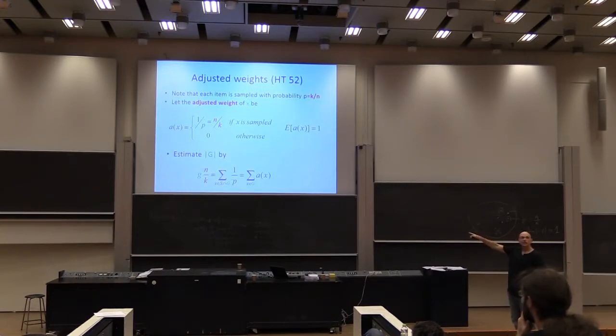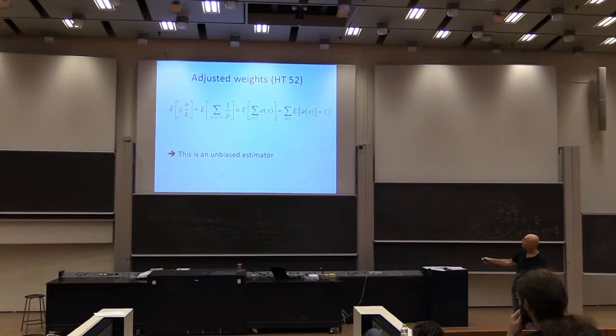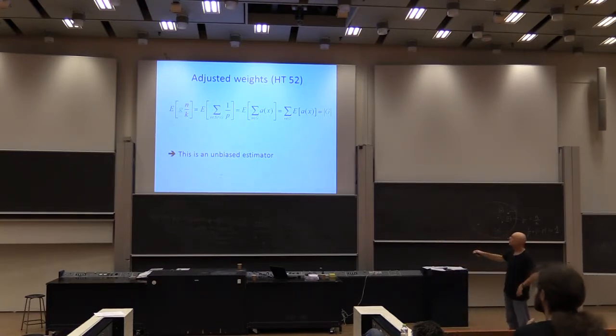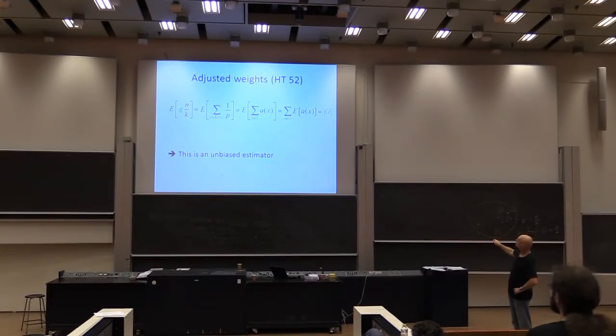And now you can see that the expectation of this estimator is exactly the size that you want to estimate, right? Because if you take expectation here, the sum of 1 over p over the green items in the sample is equal to the sum of the adjusted weights over all green items, because the other ones are just 0. It's positive only on your sample. And by linearity of expectation, this is just the sum of the expectations of the adjusted weights, and the expectation of each adjusted weight is this calculation that you just did. It's exactly 1. Right? So this actually proves that the estimator is what we call unbiased.